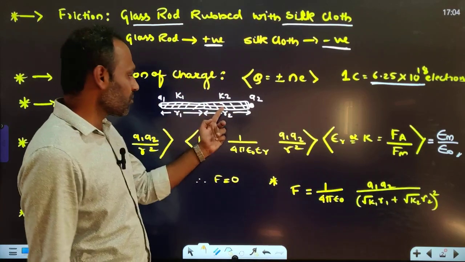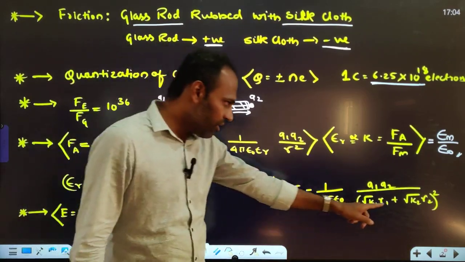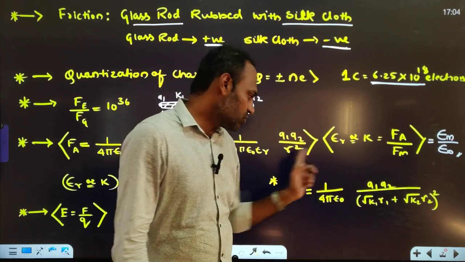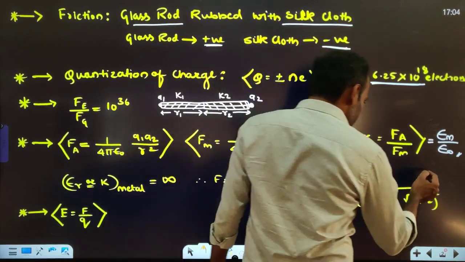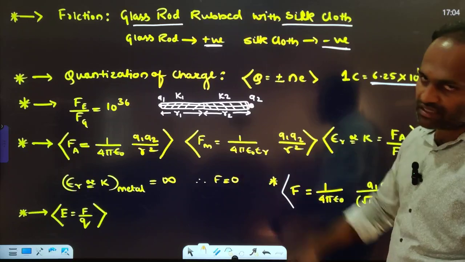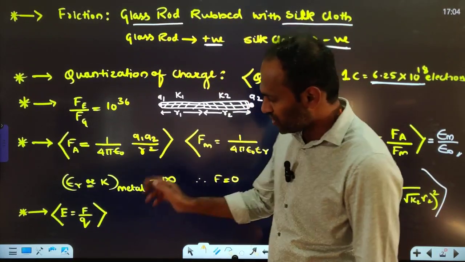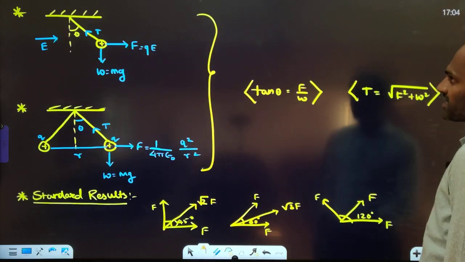If there is three dielectric mediums, k1, k2, k3, here you have to add one more term called as plus root k3 into r3 whole square. So like this, you have to calculate the force when multiple dielectric mediums are substituted in between the charges. Relation between electric field and force, E is equal to F divided by Q, force divided by charge, right? Okay, we'll go to the next concept then.